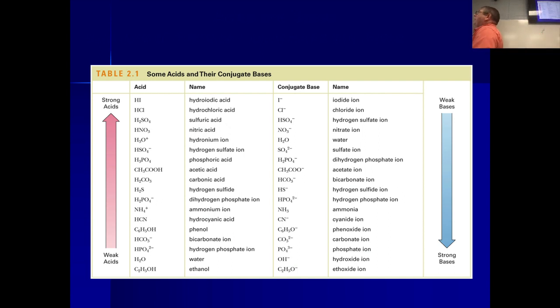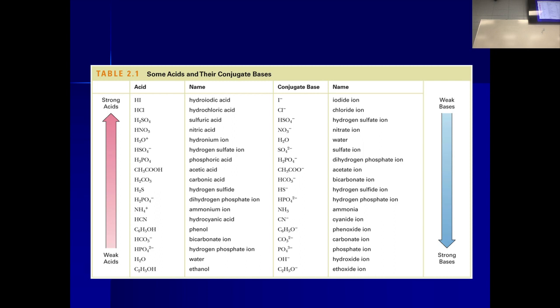All right, let's look at some of the acids and their conjugate bases. This is from table 2.1 in your book. You do not have to memorize this table. Having said that, you need to kind of internalize the table and know some rough ranges. What you need to know is that strong acids always have weak conjugate bases. That makes sense.